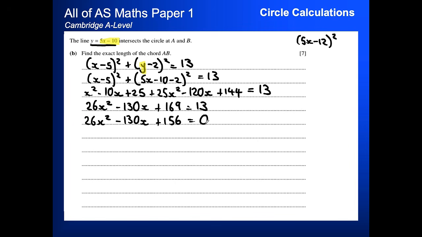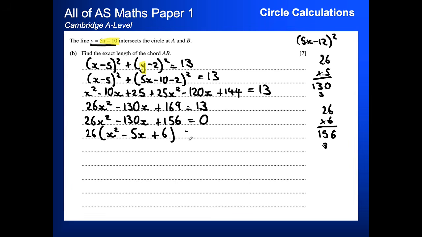Now the first thing I'm going to do here is look at these coefficients and see if 26 goes into them. 26 times 5 gives you 130, so that's good, and it's an extra 26 there. So 26 times 6 is 156. You can always check these. Again, you can use your calculator for this as well. So that's very helpful because we can take out a factor of 26, leaving our quadratic a bit easier to work with. So we get x squared minus 5x plus 6 is equal to 0.